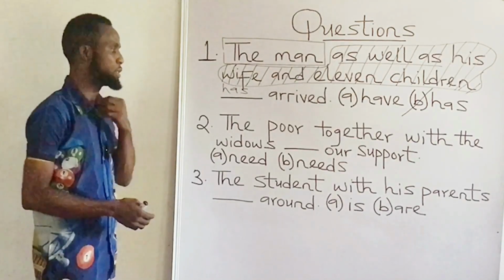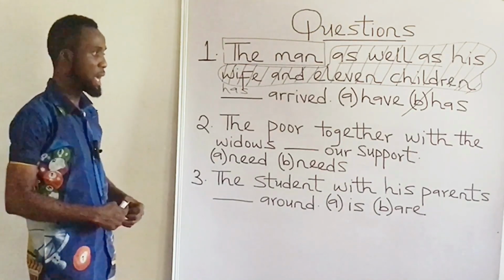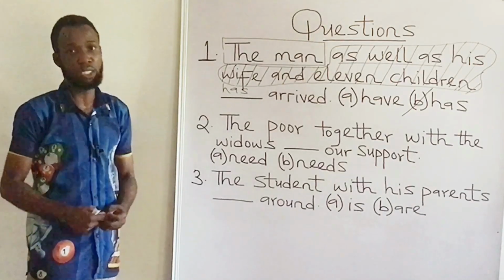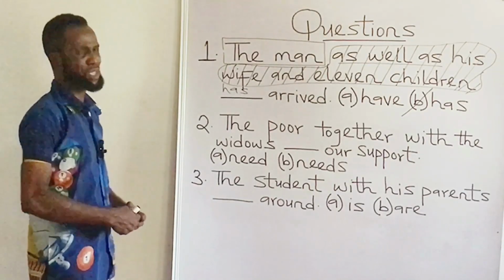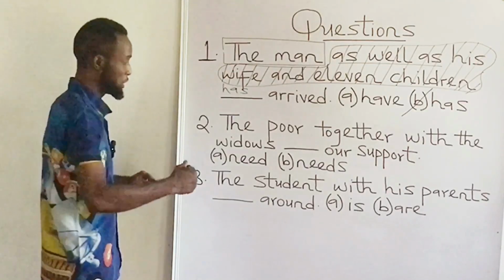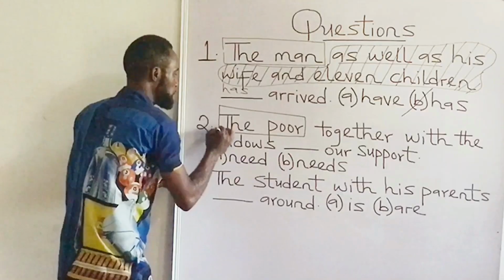Question 2, it reads, the poor together with the widows dash our support. Option A, need, and option B, needs. If you look at the question, you will find out that there is a subject. The subject is the poor.